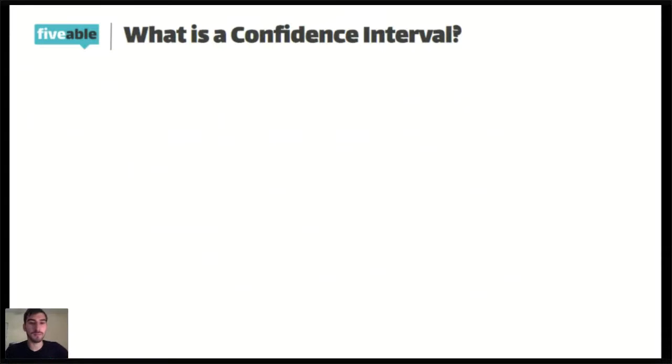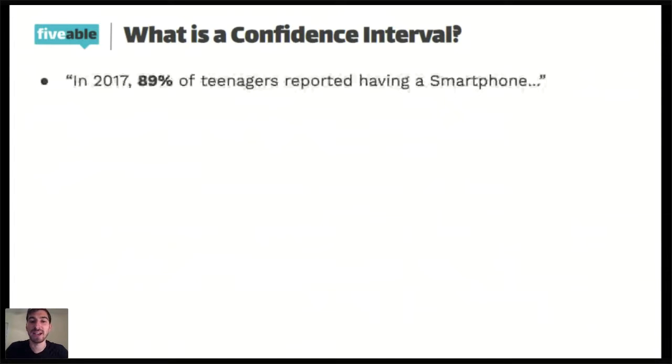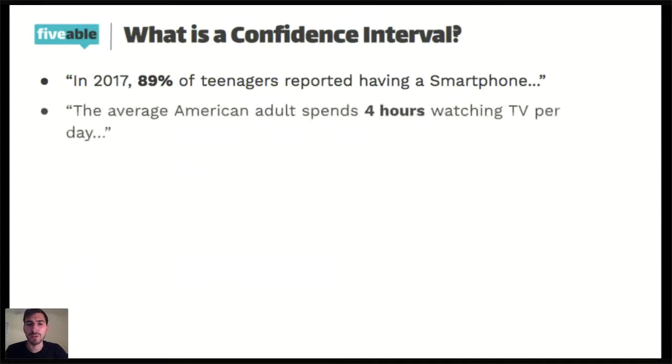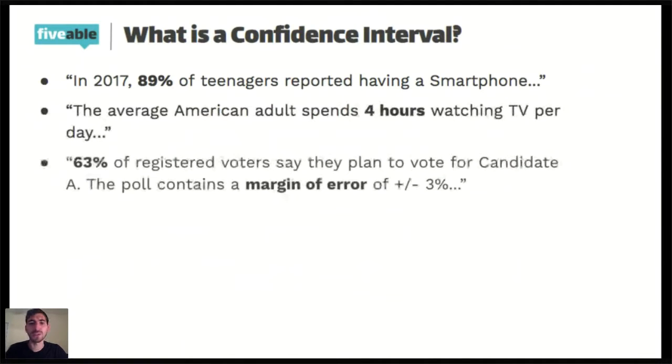So hopefully this will jog your memory, because a confidence interval at its most basic is going to come off of these kinds of statements. You might have seen these if you're reading newspapers or things online: in 2017, 89% of teenagers reported having a smartphone, or the average American adult spends 4 hours watching TV per day, or 63% of registered voters say they plan to vote for candidate A. The margin of error is plus or minus 3%.